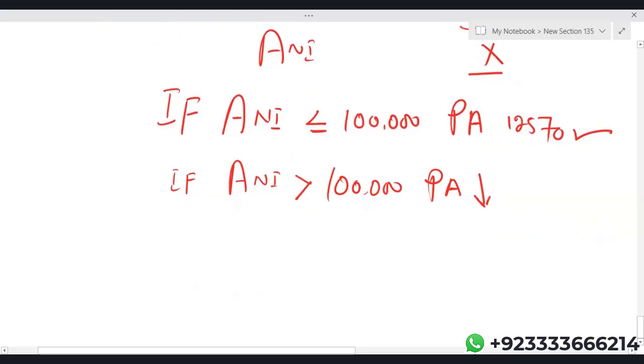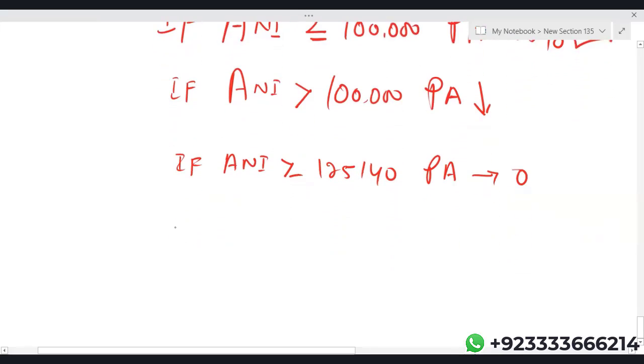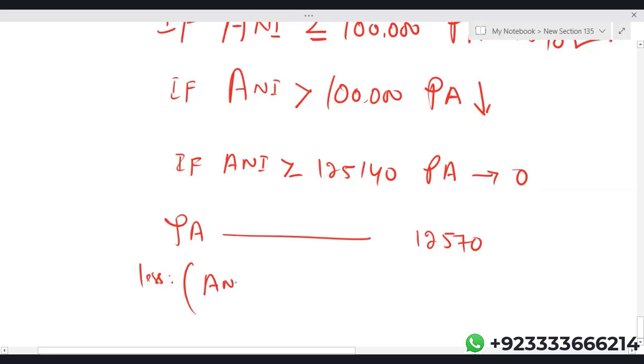In fact, if adjusted net income is more than or equal to 125,140, then the personal allowance becomes 0. Obviously, personal allowance cannot be negative. Either it will be positive or 0. Now, what is the formula for reduction of personal allowance? Personal allowance is 12,570 less adjusted net income, if it is more than 1 lakh, minus 100,000, into 1 upon 2.